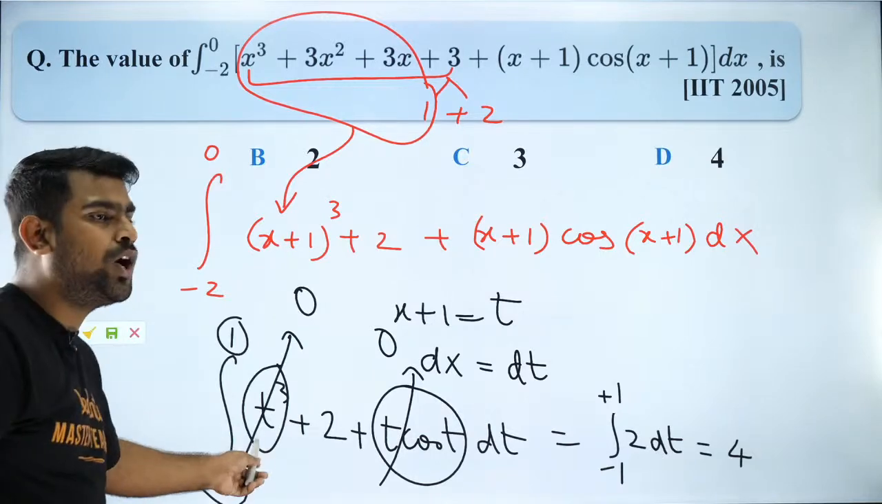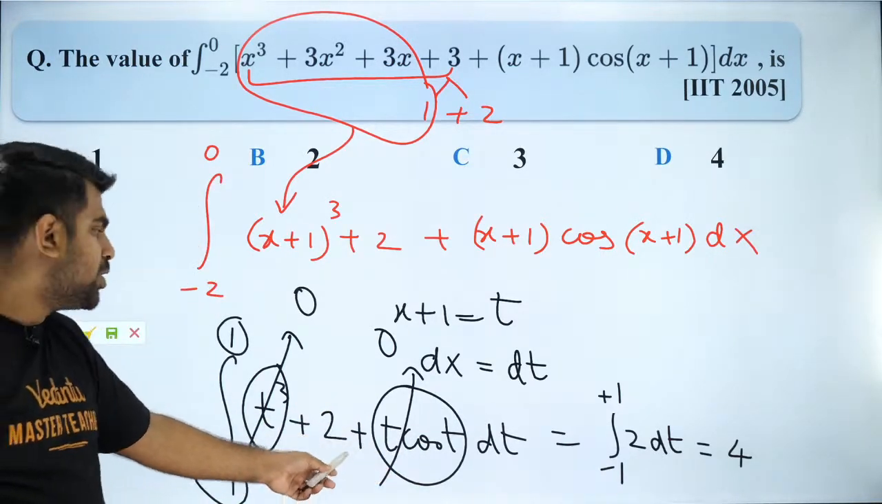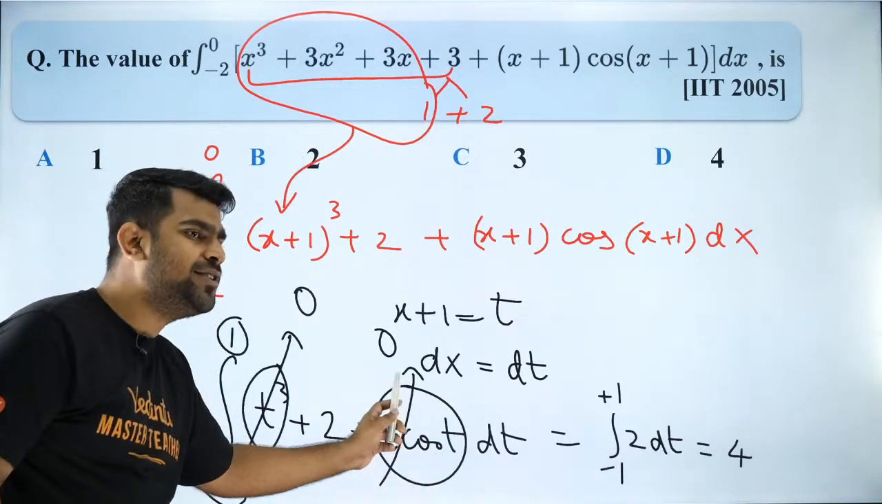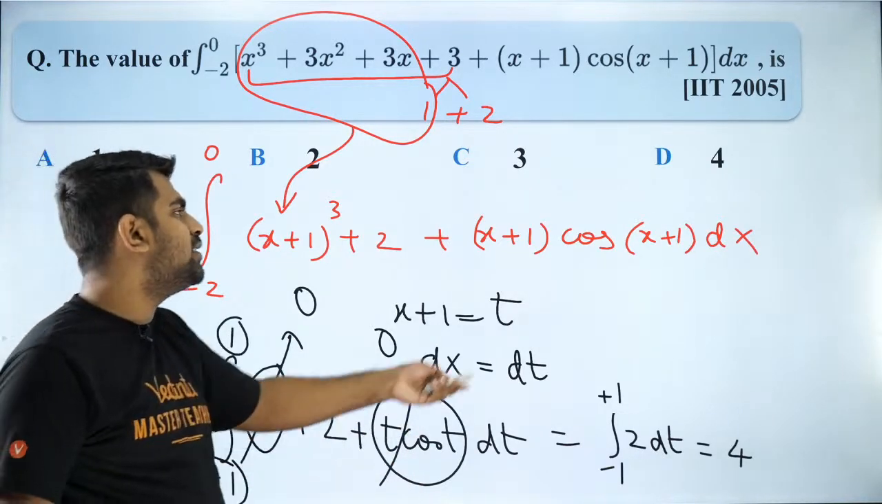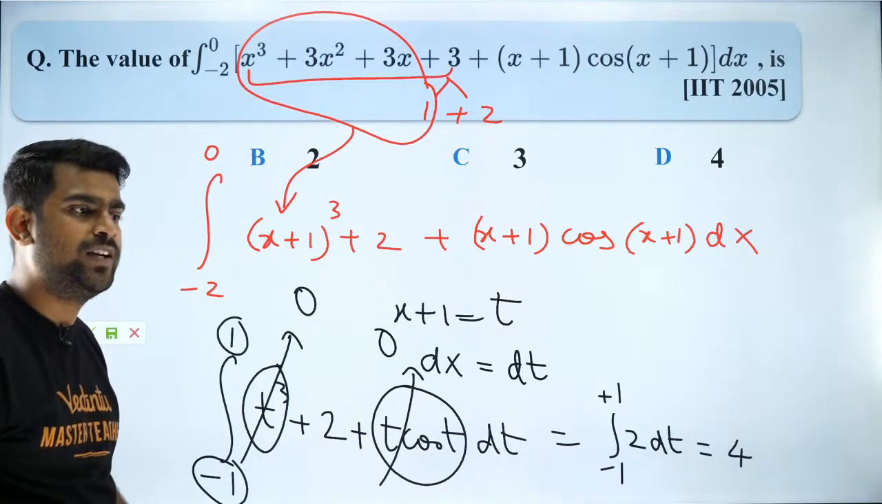Guys, t cube is an odd function and t cos t is also an odd function because cos t is even, t is odd. So odd into even is odd. So that is how it works. Are you guys clear with it? So the answer is 4, I guess. If you all are clear, then we will move forward.